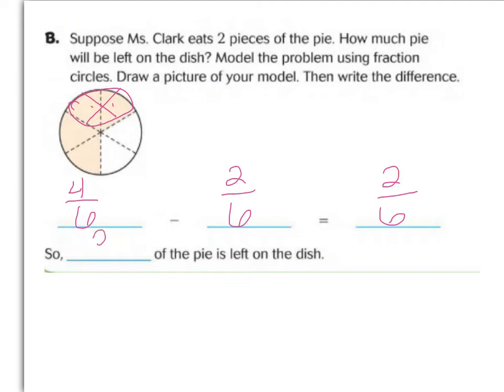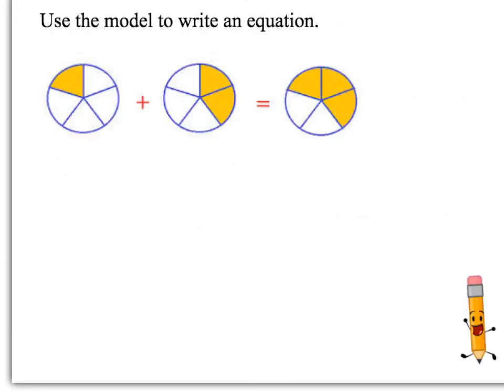So there are 2/6 of the pie left on the dish. So again, just look, 4 minus 2 is equal to 2, and we leave our denominator the same. The same with addition. So now we're going to use a model to write an equation. So pause the video and give it a try. Come back and check your answer.